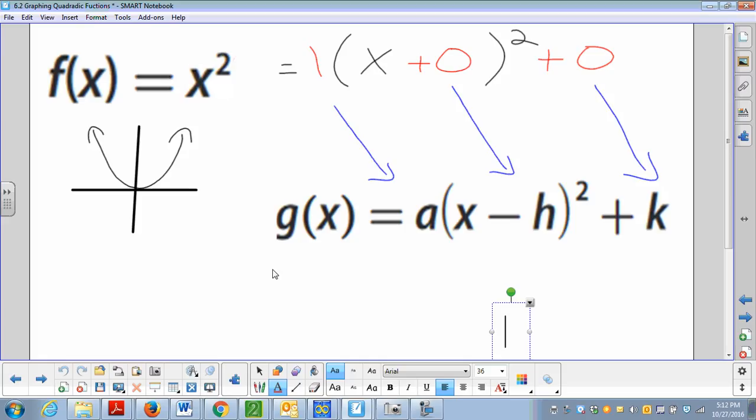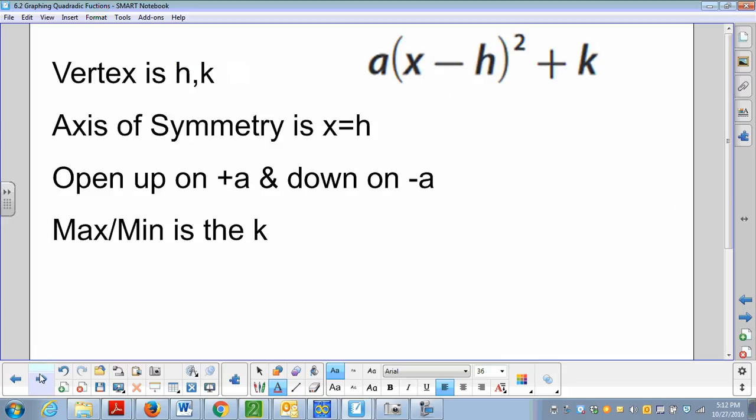Now, all of those things are important, but the most important thing you need to do as far as graphing a quadratic function is these four things. You need to find the vertex, know the axis of symmetry, know whether it opens up or down, and find your max and minimum value.